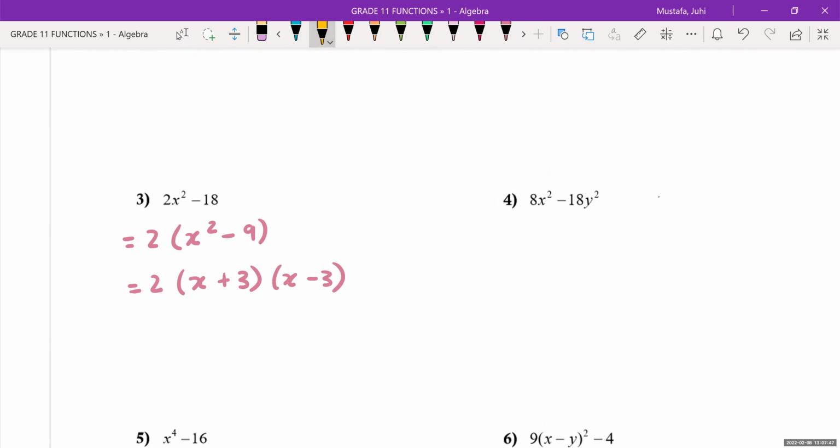For question D, do we have perfect squares there? Nope, we can take out a greatest common factor though. So let's take out a 2. And now they are perfect squares. Plus you have an extra variable. So it's going to be 2x and 2x, 3y and 3y, and then a plus and a minus.